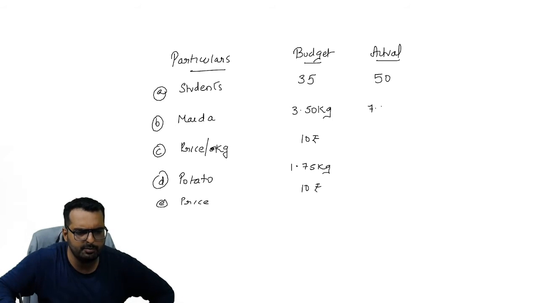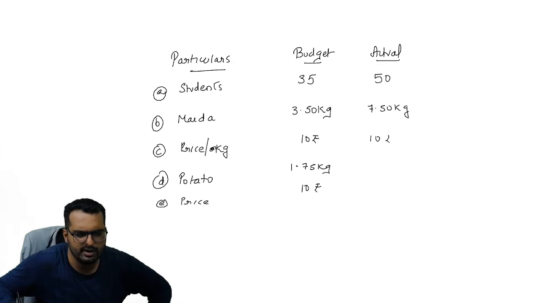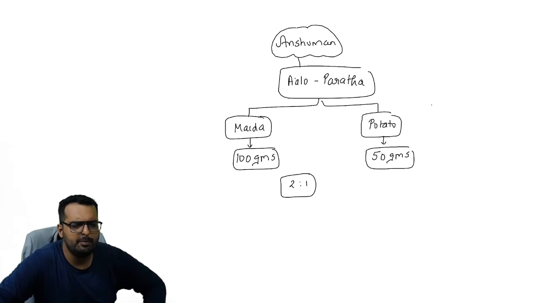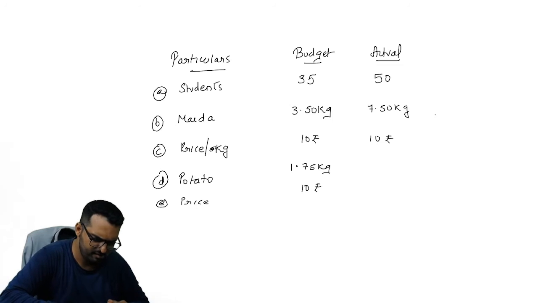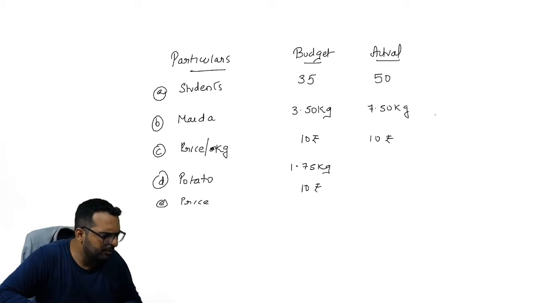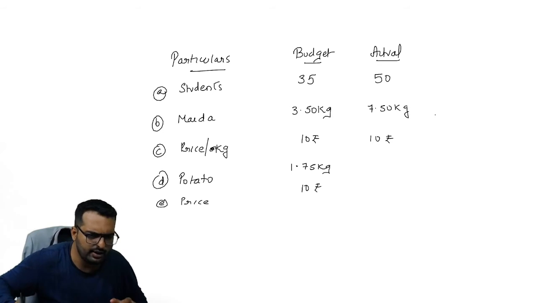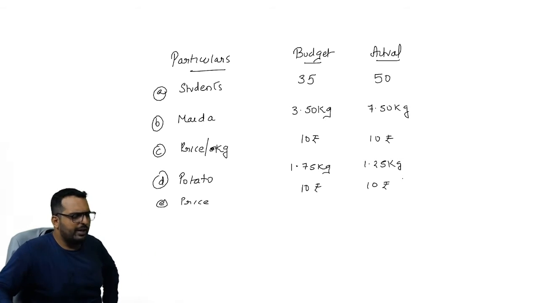So he ended up consuming how many kgs over here? 7.5 kg. And normally people use 50 grams of what? Potato. This fellow ended up using 25 grams of potato. So tell me friends, if he's using 25 grams of potato, 50 into 25, he ended up using 1.25 kg only. Right? Write down this. I'll give you 5 minutes time.